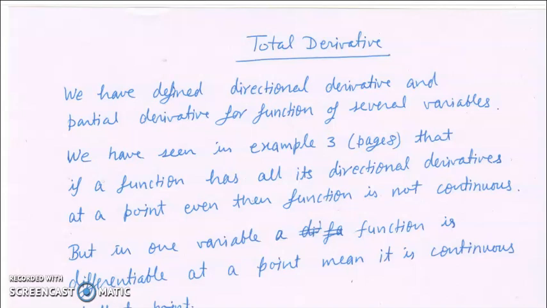So we will generalize the concept of differentiability of one variable and introduce a new definition, total derivative, and that total derivative will actually have this property that if the total derivative exists, then all the directional derivatives exist, all the partial derivatives exist, and the function is also continuous at the point where the total derivative exists.